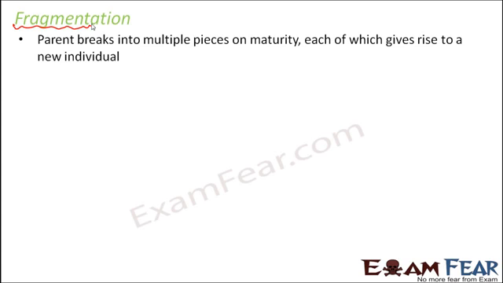It gives rise to a new individual altogether. And this breaking of the parent happens on its own. So nobody externally breaks the parent. The parent itself breaks on its own as soon as it becomes mature. So each piece is known as a fragment, and that is why this process is called fragmentation. Now this process is not possible for all multicellular organisms, and it is seen only in simple multicellular organisms like the green algae, say Spirogyra. So that is where we generally find this fragmentation.